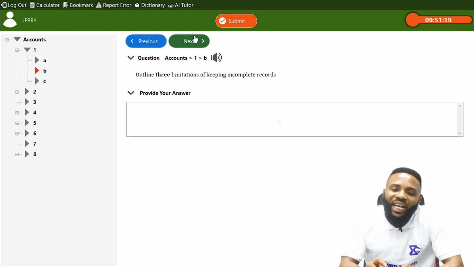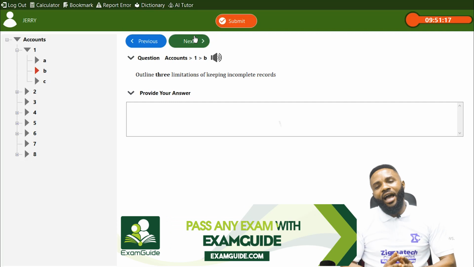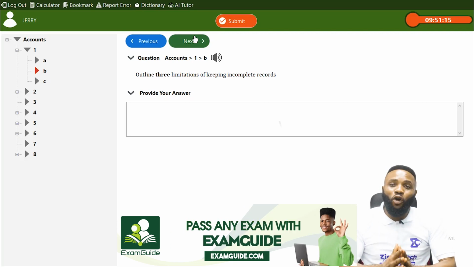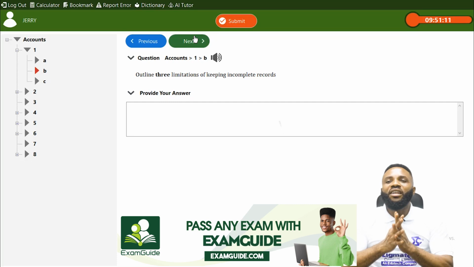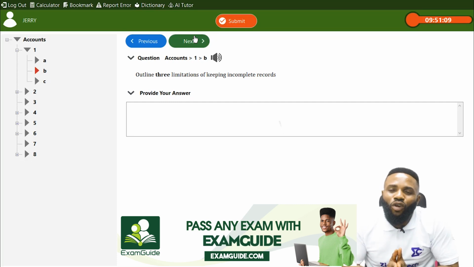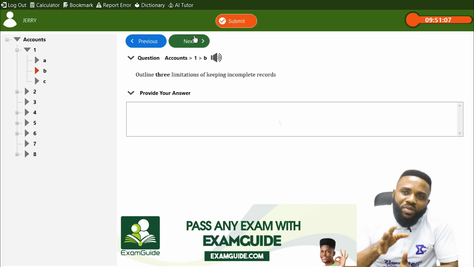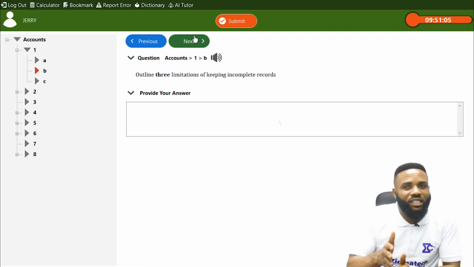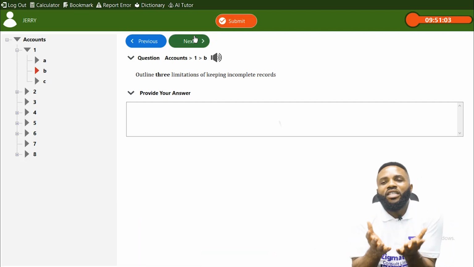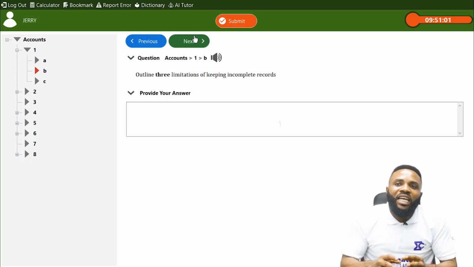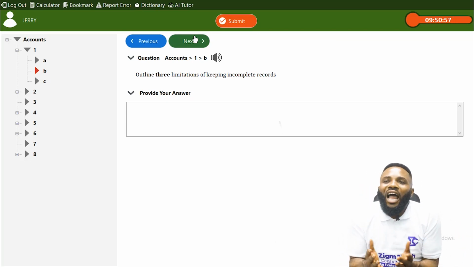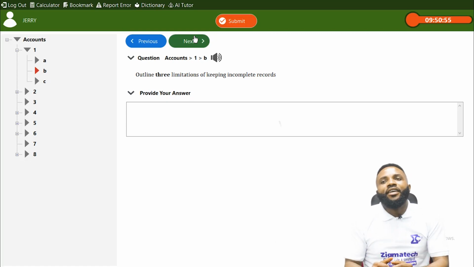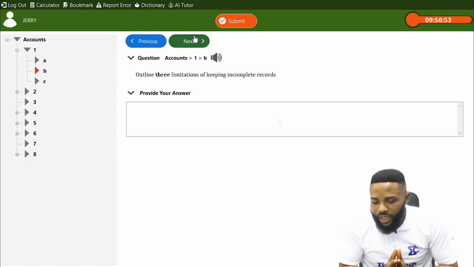Now, another thing is that accounts are actually prepared for decision making. We prepare accounts for decision making. So when records are not complete, it is going to impede or compromise the decision. Because when decisions are going to be made, they are going to be based on the records prepared. So when these records are not complete enough, it will be difficult to take decisions.